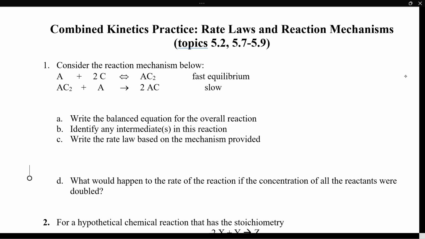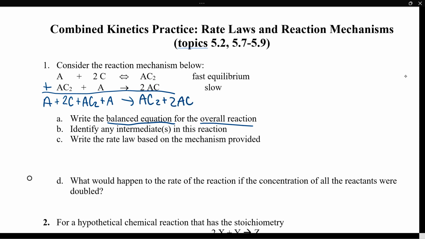So when a question asks us for the overall reaction, we're just considering those two steps and adding them up, just like we would add together an equation in algebra. So you basically take everything on the left. There's an A, there's two C's, then there's A, C2, and then there's A. So everything on the left, and then I'm going to combine everything on the right, and then I'm going to simplify things. I'm going to look for things that maybe cancel out or add up.